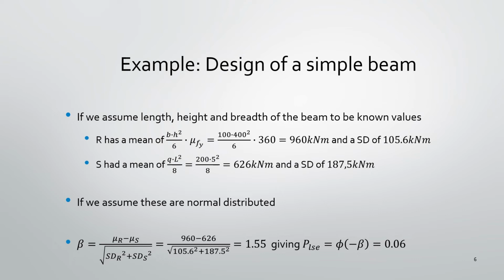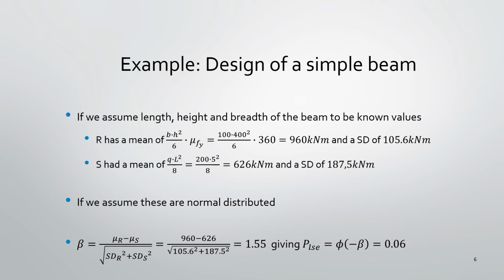We assume that the length, height and breadth of the beams are fixed values identical to what we presented earlier in this example. The mean value of the resistance R can then be calculated as the breadth times the height to the power of 2 divided by 6 times the mean value of the yield strength. And the standard deviation of R can be calculated as the breadth times the height to the power of 2 divided by 6 times the standard deviation of the yield strength. Similarly, the mean value and standard deviation of the load can be calculated.